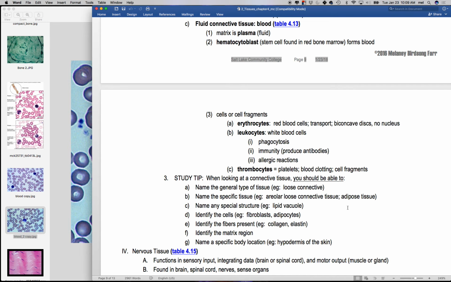On the test, do you want us to call them thrombocytes, or do you want us to call them platelets? I don't really care. Just know both terms and I will accept either term. Okay, because they're both really commonly used, so it would kind of be silly to not know both of them.